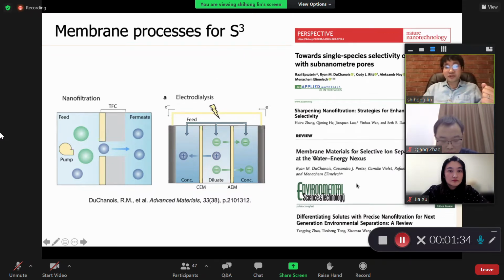There are a few papers here just from the past 2 years, talking about membrane processes for solute-solute separation. Basically there are two major processes: one is nanofiltration and the other is electrodialysis. A lot of people nowadays focus on nanofiltration because of its simplicity. And there was a really nice talk by my postdoc advisor, Manny Elimelech, 2-3 days ago about some fundamental insight in how to achieve better solute-solute selectivity using nanofiltration.